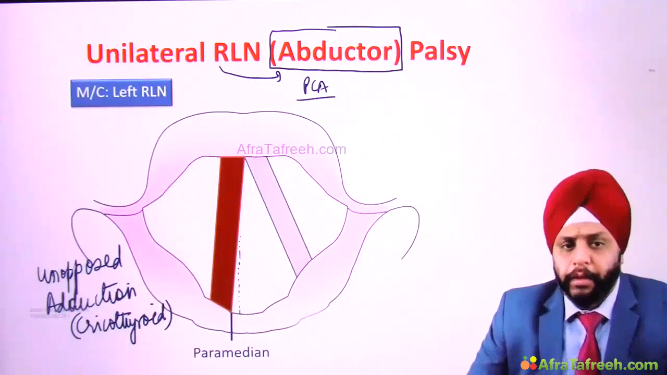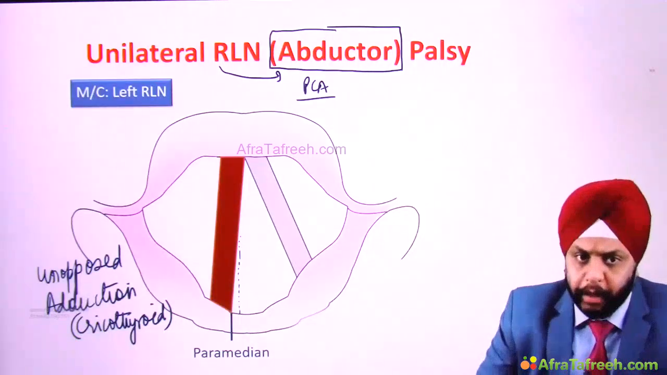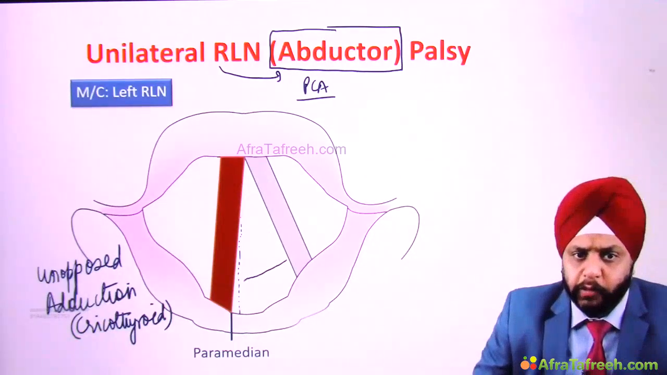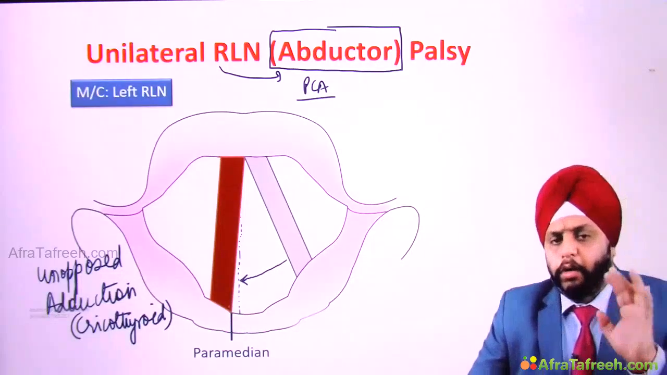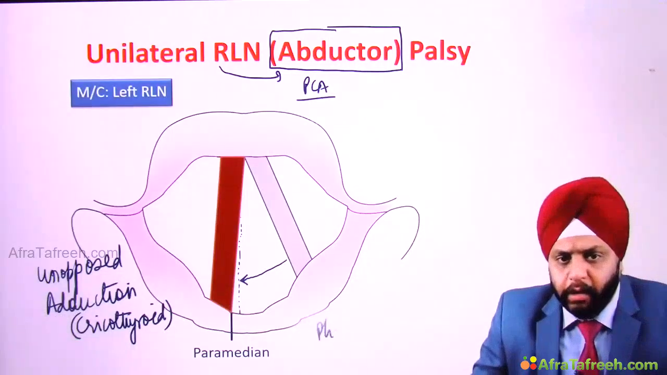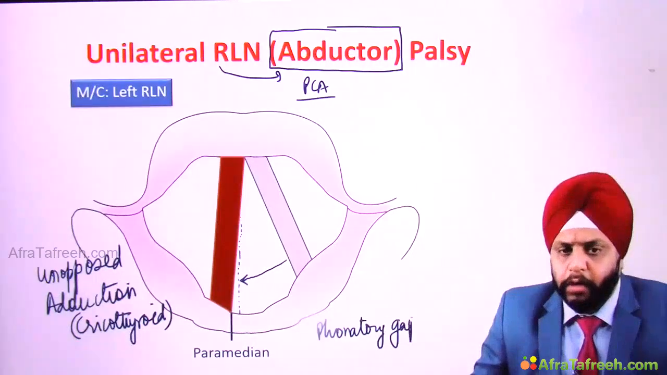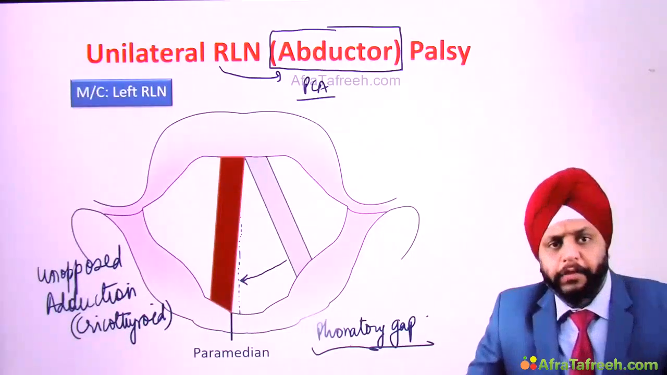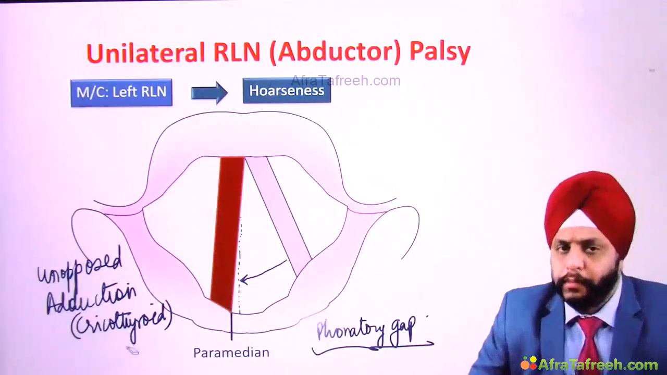Now what will happen? Because of this, when the two vocal folds try to meet, there will be a gap. As you can see, this vocal fold will come to this position over here, and there will be a small gap. We call this gap a phonatory gap. When the patient tries to speak, there will be a gap between the two vocal folds, known as the phonatory gap. Because of this, the patient will have hoarseness of voice.